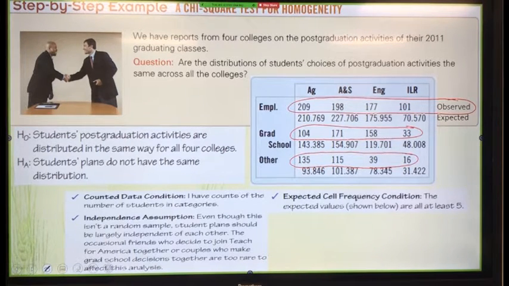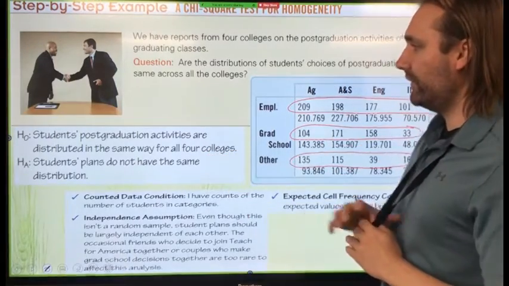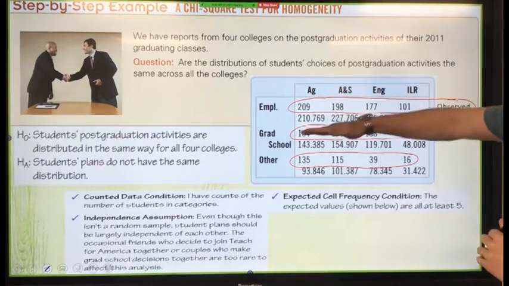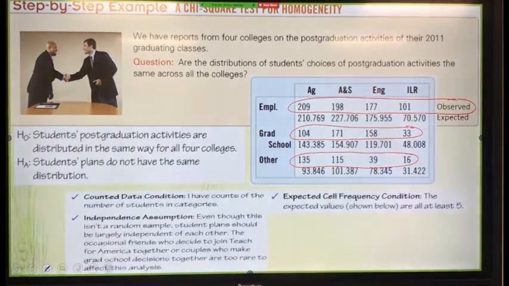So what is our null and our alternative? Our null is that students' post-graduation activities are distributed in the same way for all 4 colleges, meaning they're equal in which they picked. Alternative is that they are not the same.